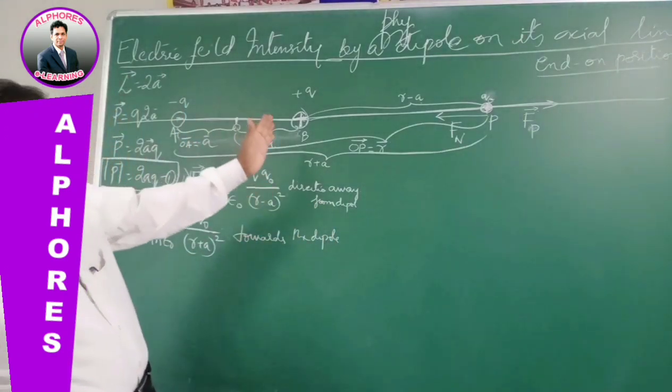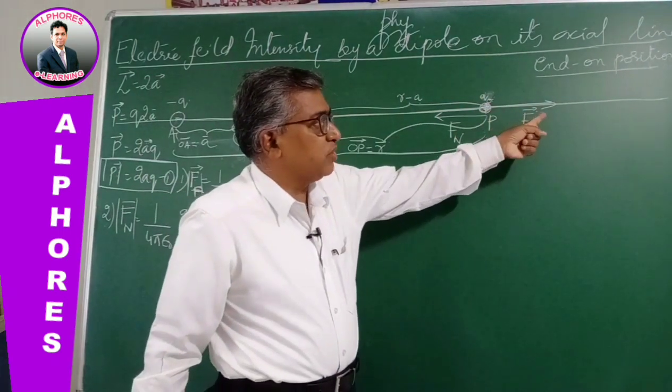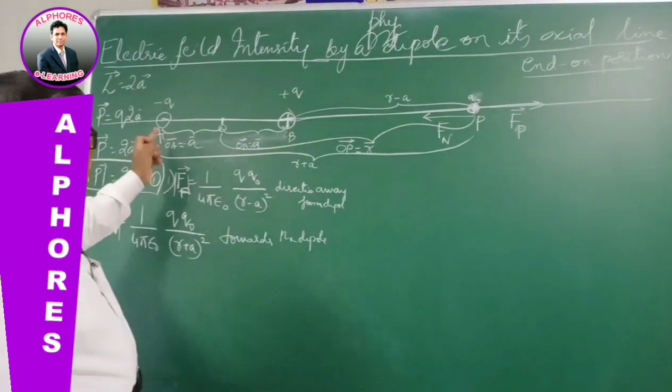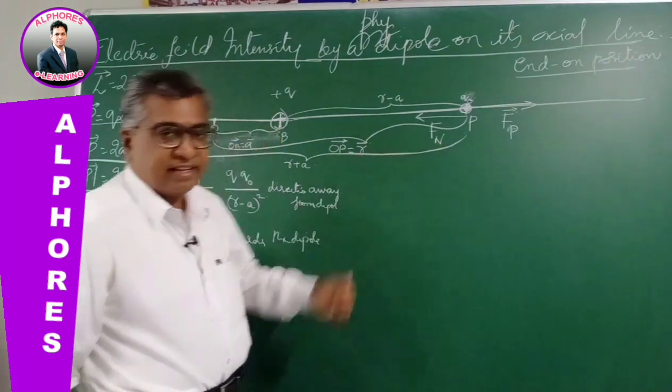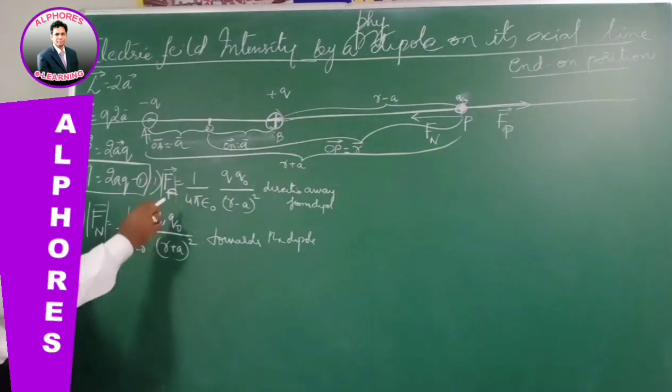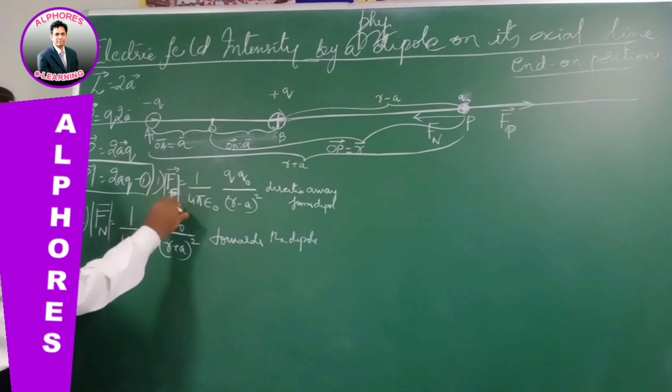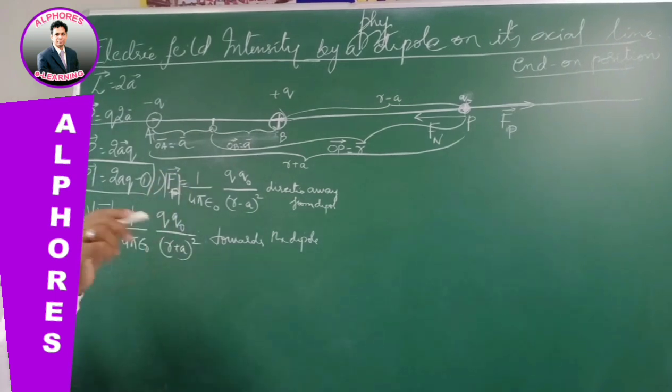So force due to positive charge is away. It is shown as Fp like this. Force due to this negative charge of the dipole is Fn like this. So the forces are like this. Now later we have to find the resultant force.